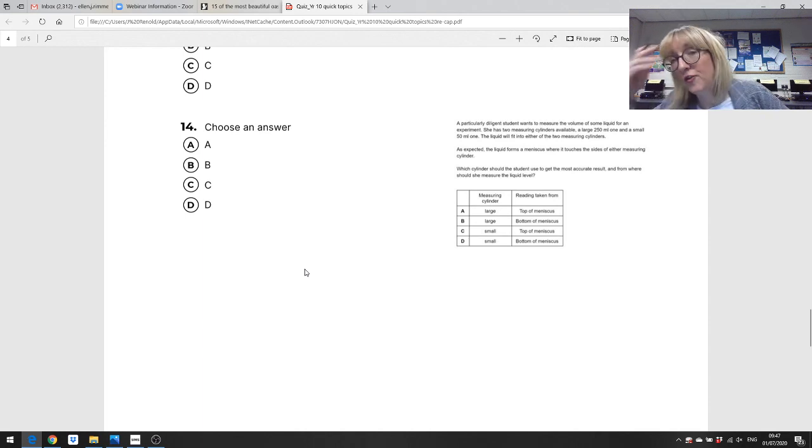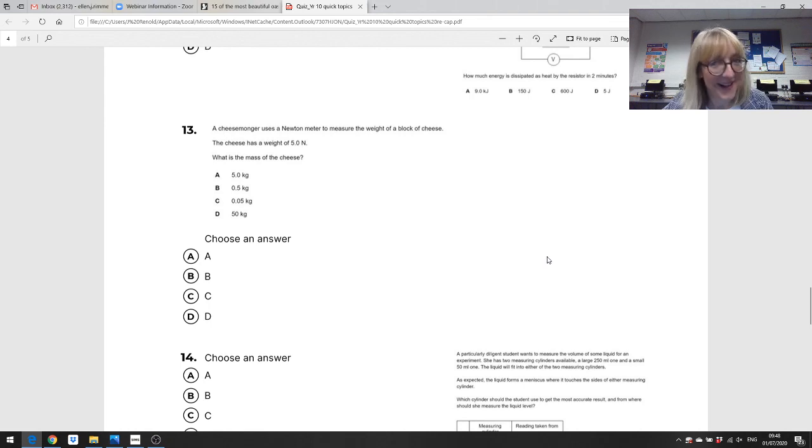And lastly, a student is trying to measure some volume of liquid. The liquid will fit into 2 cylinders, but there's a large one and there's a small one. How would they get the most accurate result, and where would they measure the level from? Well, if you've got something you want to measure accurately, you would use the smaller container because the gradations on the actual scale, if it's a smaller measuring cylinder, it would push the liquid up and down much more sensitively. So it would definitely be the small measuring cylinder, and it would be the top of the meniscus, which is C. And there you go.